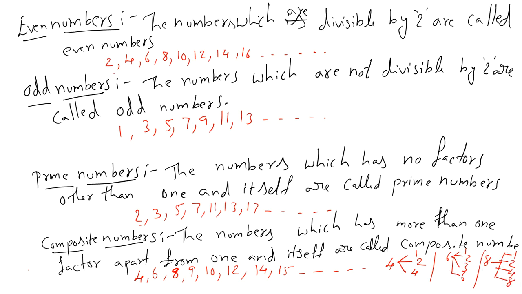So each and every number in the composite numbers has one extra factor apart from 1 and itself. So that's why more than one factor apart from 1 and itself. So those numbers are called composite numbers.